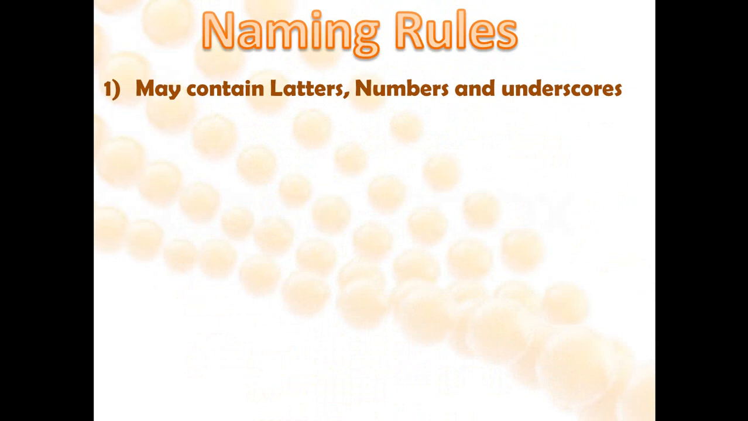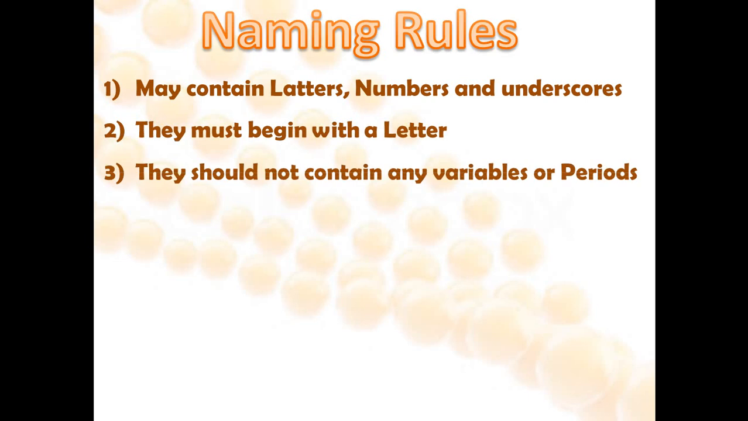Then we have naming rules. What are naming rules? These are things you must do while naming a variable. They are a must when you are naming a variable or constant. In short, when you are giving a variable name, it can contain a letter, a number, or underscores. They must begin with a letter. You can't begin with a number. They should not contain any spaces or periods. I mean, not variables, I mean those white spaces.